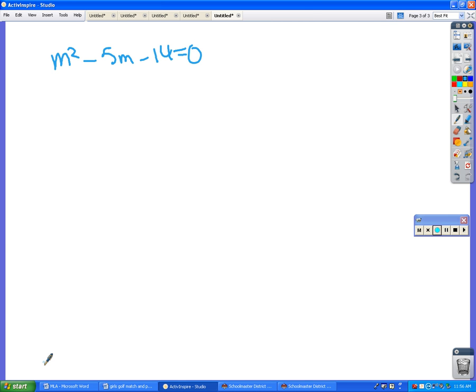Okay, so to solve this equation, I need to get it written to be parentheses, parentheses equals 0, just like before. So what goes in the front of each parentheses? An m and an m. And then I need two numbers that multiply together to be negative 14 and add together to be negative 5. Negative 7 and positive 2.